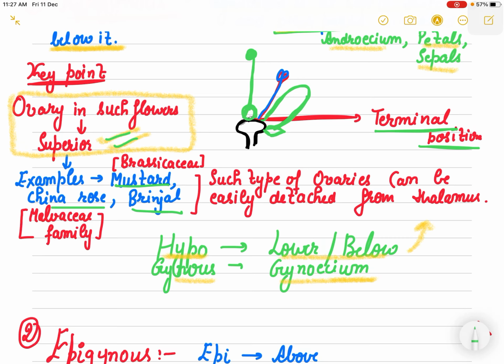Examples which can be observed here are mustard, China rose, brinjal. Mustard belongs to the family Brassicaceae and China rose comes to the family Malvaceae. This family we will keep writing in between the examples.